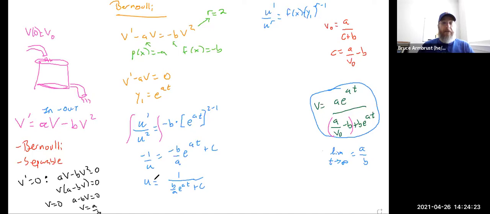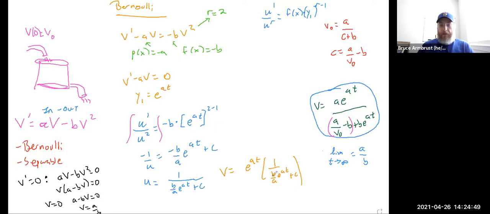So that's our integrating factor, which means we want to multiply that by the y1. And when we do that, that gives us v equals e to the at times all of this.